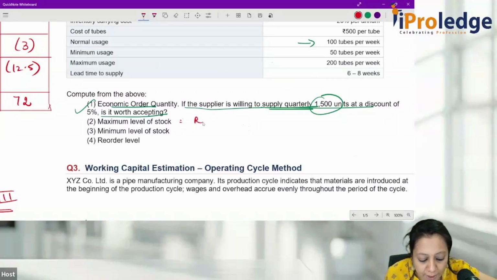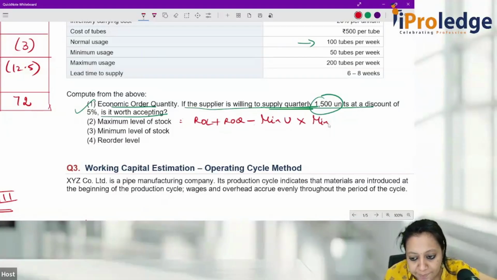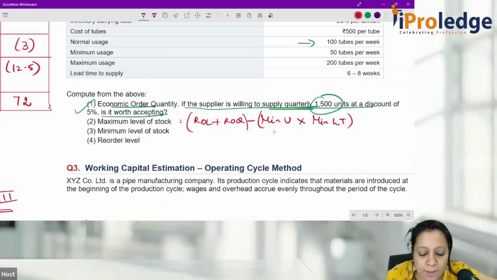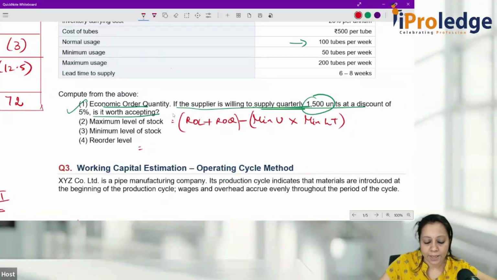Maximum level is equal to what? ROL plus ROQ minus minimum usage into minimum lead time. Okay, so maximum level is equal to ROL plus ROQ minus minimum usage into minimum lead time. We all know this. So what is the ROL? What is the reorder level? Now that is not given in the question. So let me just find that out. I will do it here.